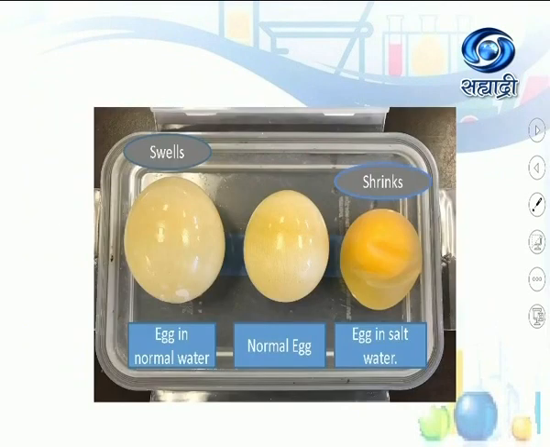We have discussed this semi-permeable membrane. Now this is a simple experiment which demonstrates osmosis. The outer shell of the three eggs is removed. This is the normal egg. This is the egg which is kept in normal water, and this egg is kept in salt water. Now compare the size of the egg.